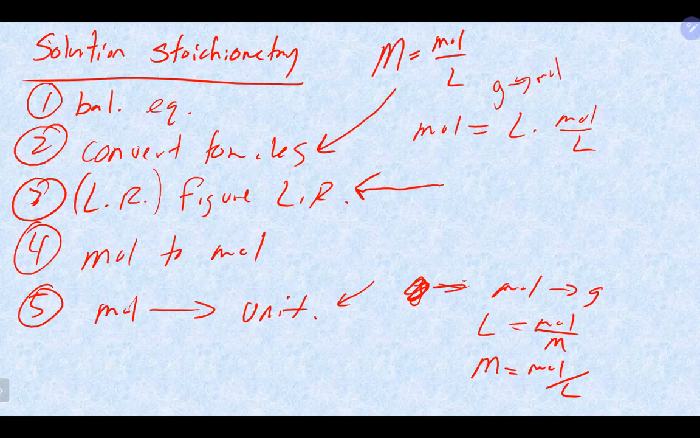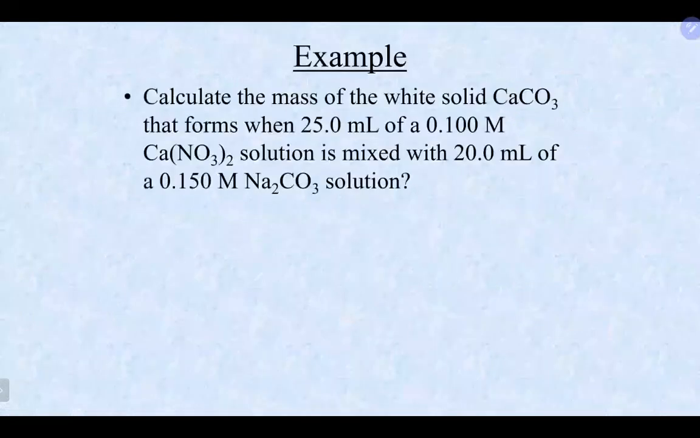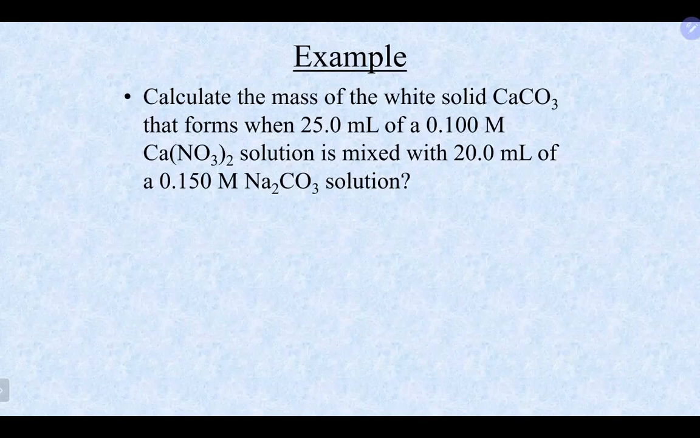So I think we finished last time on an example. Any questions on those steps? So why don't we continue on? I think we've got another one to look at here. We want to calculate the mass of white solid calcium carbonate that forms when 25 milliliters of 0.1 molar calcium nitrate is mixed with 20 milliliters of sodium carbonate.